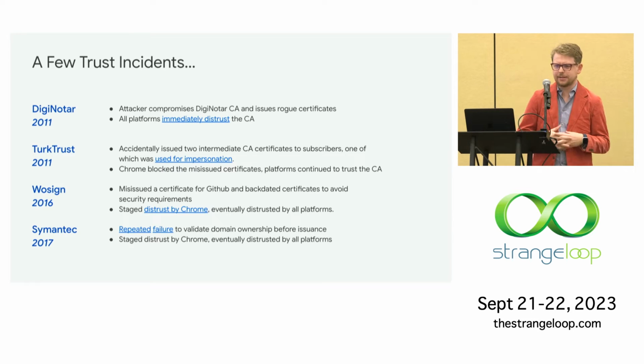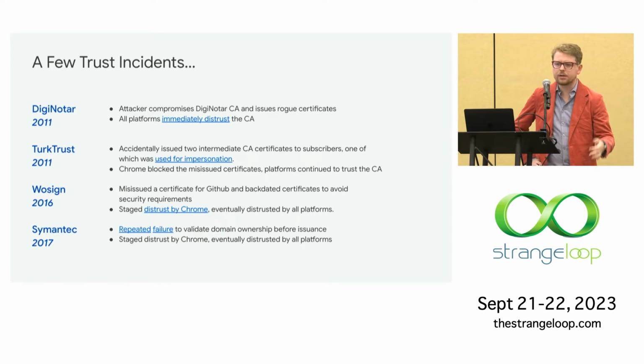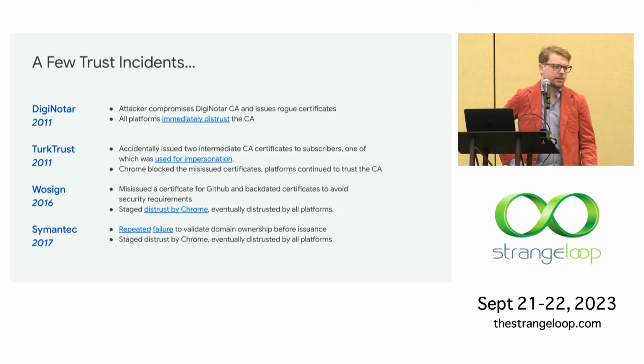So what do I mean by trust incidents? Well, this is when things go wrong with a CA. Here's a sampling of a few of them. The big one was in 2011 when a Dutch certification authority called DigiNotar was compromised and used to issue rogue certificates, including for Google properties. They were distrusted almost immediately. Similarly, in 2011, there was a different CA that accidentally was issuing other CA certificates to sites instead of end entity certificates. And then one of those was used to issue rogue certs for various websites, including Google.